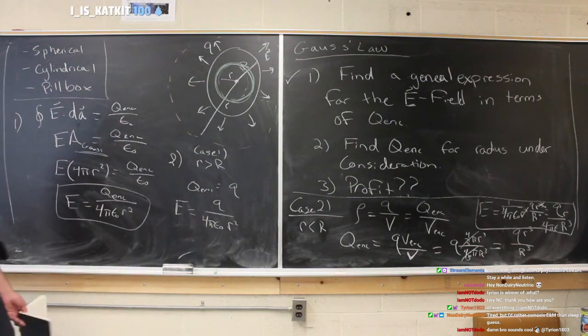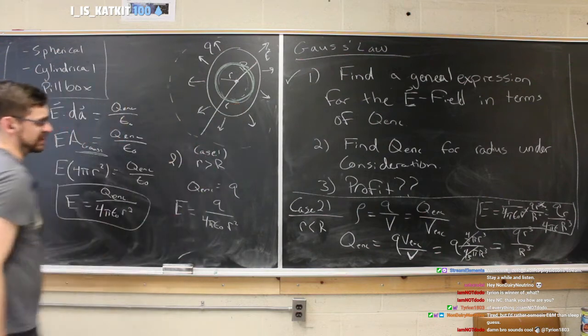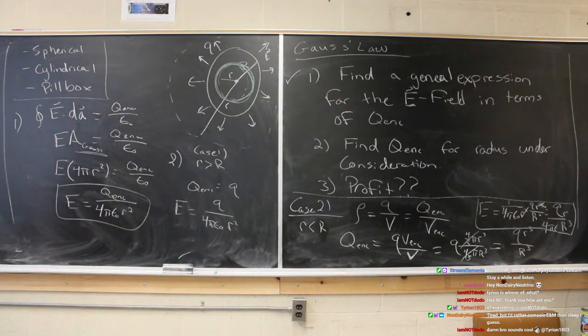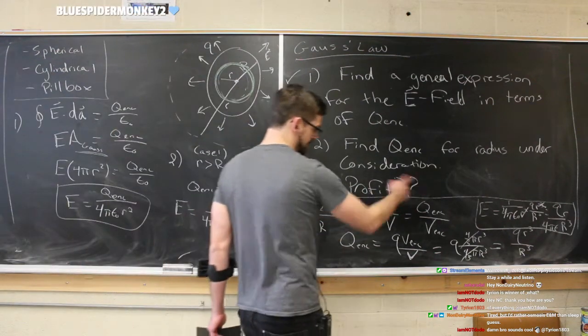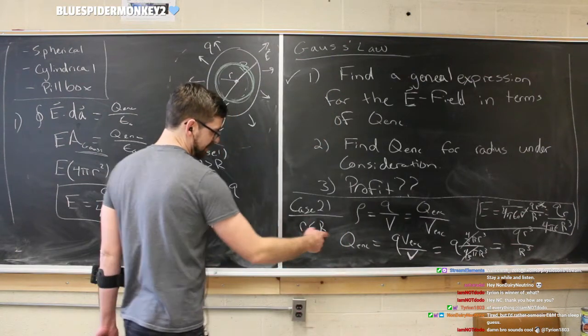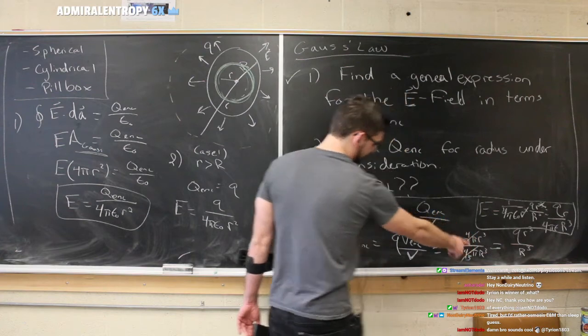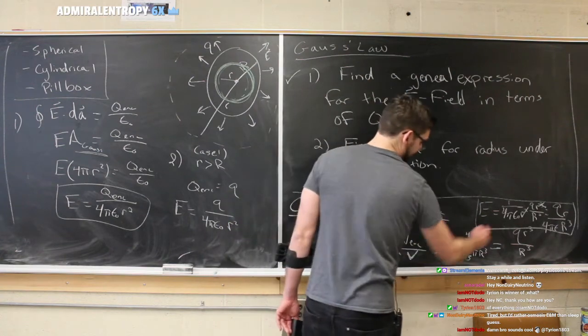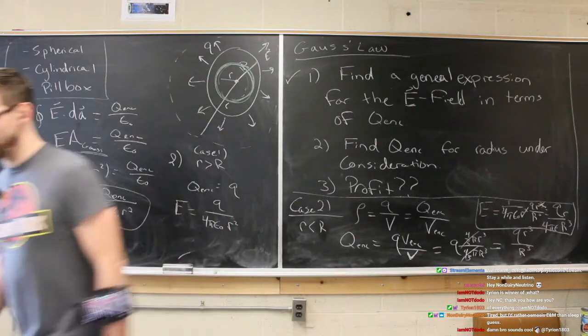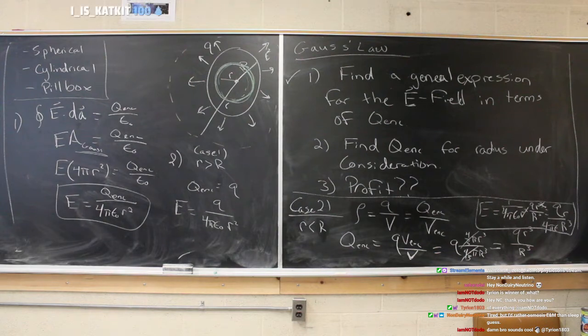The second case was when r is inside of the sphere. That's a little bit more complicated because we need to invoke what the density means. So Q enclosed is Q times V enclosed over V, and then we can write out what those volumes are, simplify that, and then plug it in for Q enclosed. And what do we get?